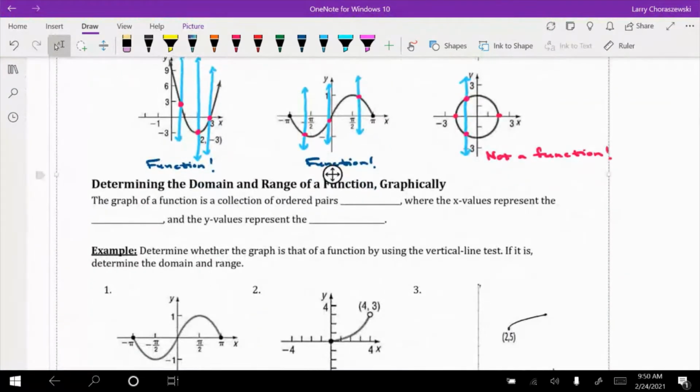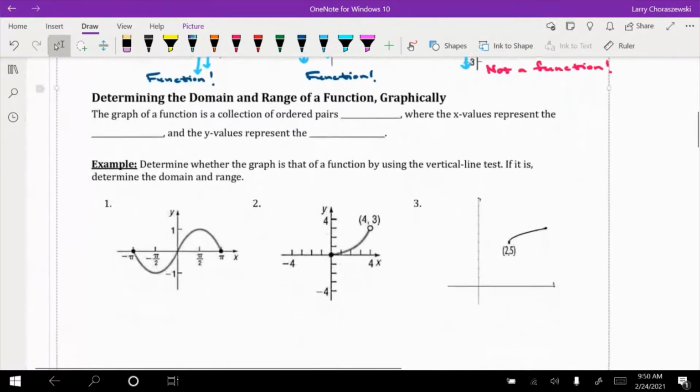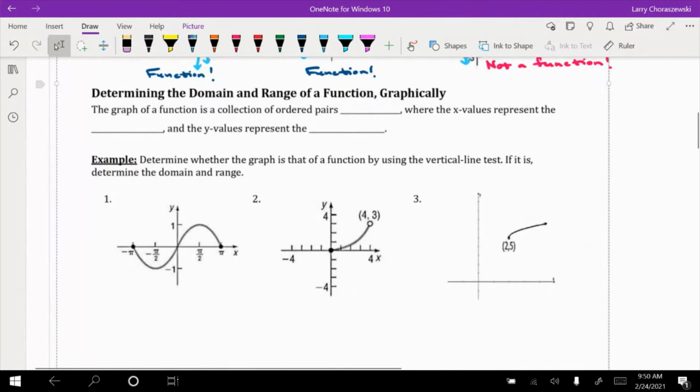So that's really as easy as it is for determining if the graph is the graph of a function. If you're able to establish that your graph is a function, you might want to use the graph to figure out the function's domain and range, which is what we're going to practice right now.